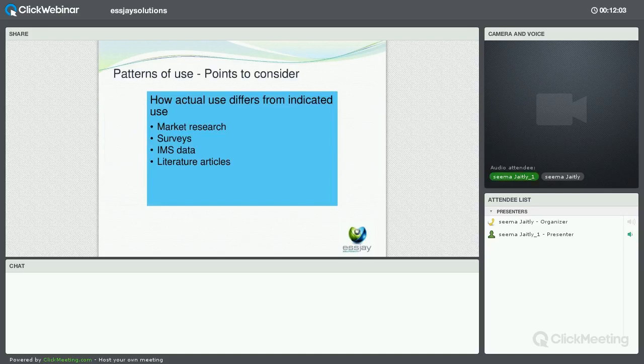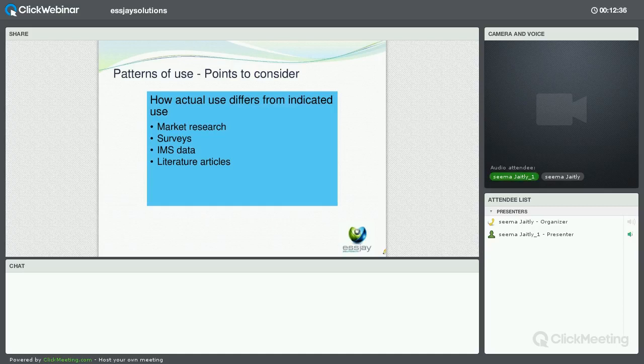We talked about patterns of use because that is included in section 5, and you do need to look at your different sources and where you will get this information from. And this can include things like market research, surveys, IMS data. More often than not, especially if it's an older product, literature articles will provide a source probably for real-world use. And you need to look at where you include that information. You can include the information in the literature section and cross-refer here.